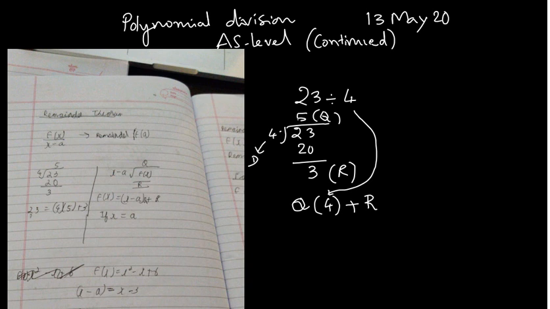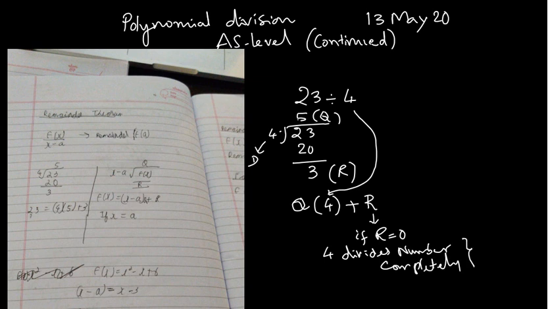So if the remainder is 0, if r equal to 0, that means 4 divides this number completely. That means no remainder, it is a factor. In such a case, not 23 right now, because if it is 20, for example, let us take 20 divided by 4, then we have 20, 4, 5 times 20, so you got 0.